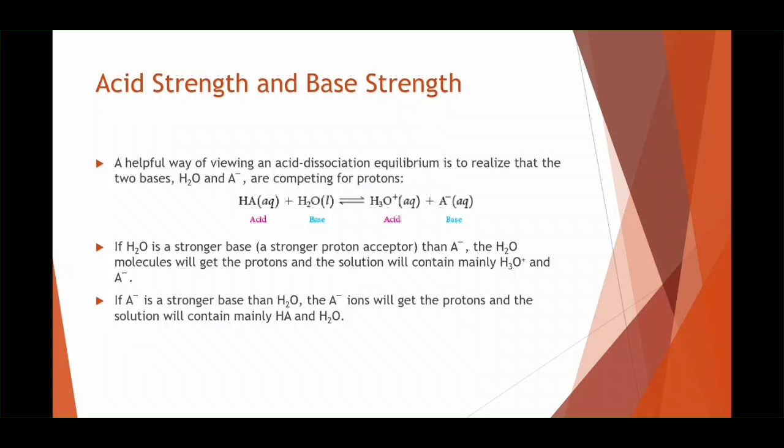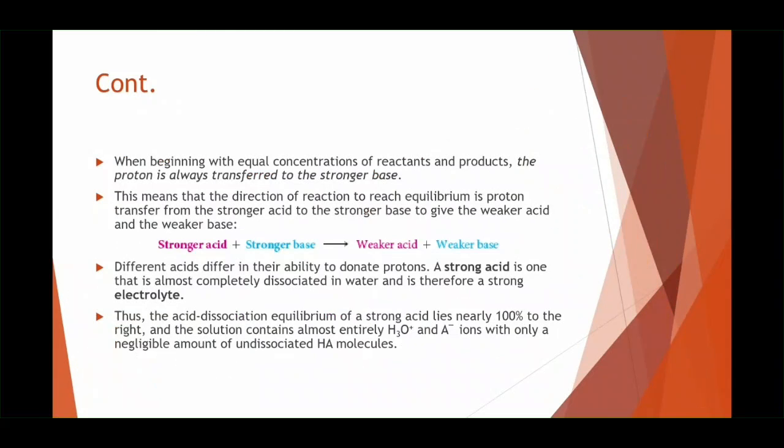If H2O is a stronger base, which is a stronger proton acceptor than A negative, the competing base, then the H2O molecule will get the protons and the solution will contain mainly H3O positive and A negative. But if A negative is a stronger base than water, then the A negative ion will get the protons and the solution will contain mainly HA and H2O. This is the simple mechanism.